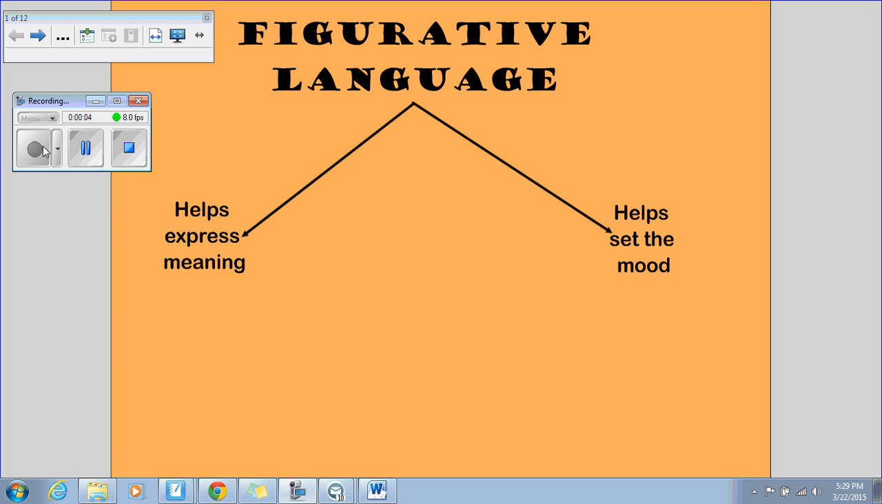Tonight we're going to watch a video on figurative language. Figurative language is essential in books and stories. Figurative language helps express meaning and helps set the mood and the tone.